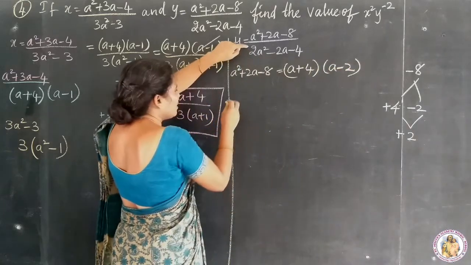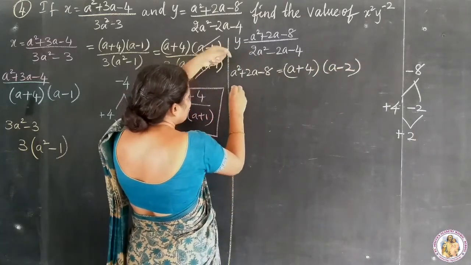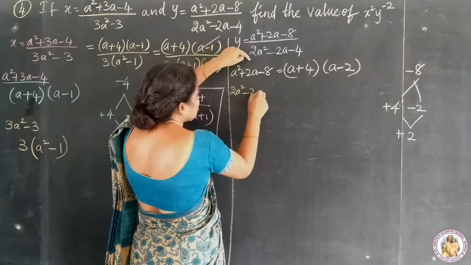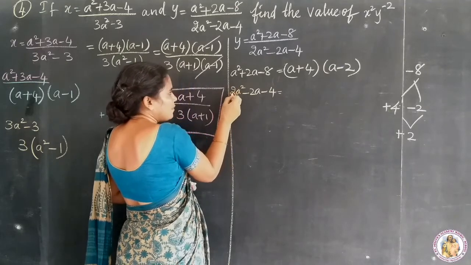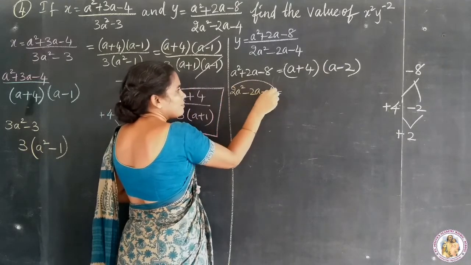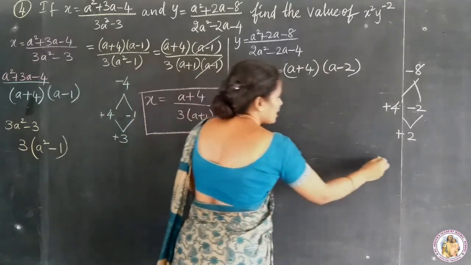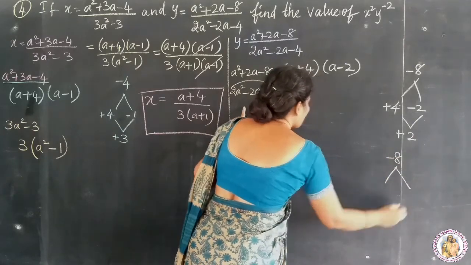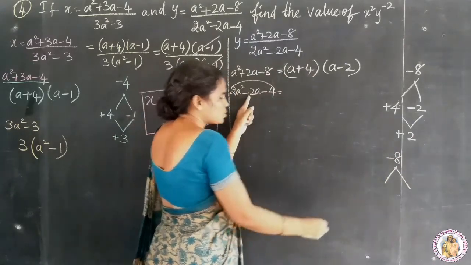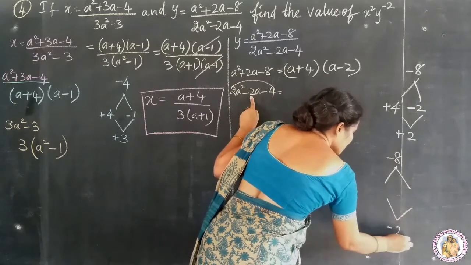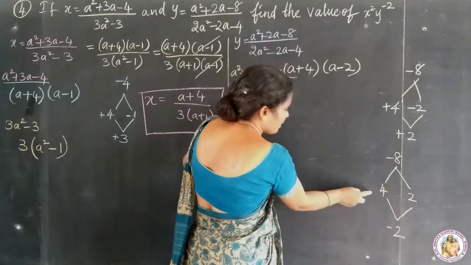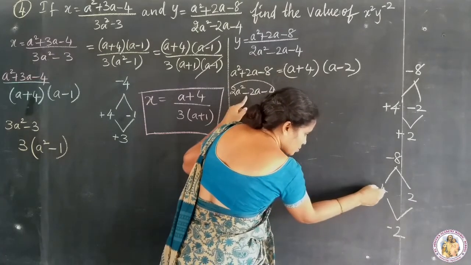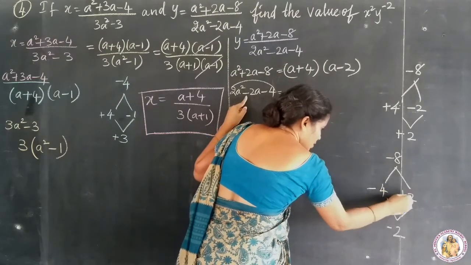So it is a plus 4, a minus 2. Okay. And then next let us find 2a square minus 2a minus 4. So as we have 2a square, multiplied first and last, 2 4s are 8. We must get minus 2. Okay, 4 2s are 8 and we must get minus 2. So give minus to the greater number and plus to the smallest number.